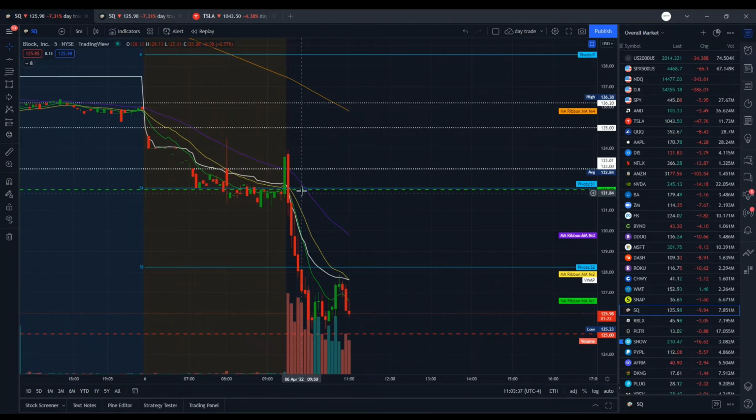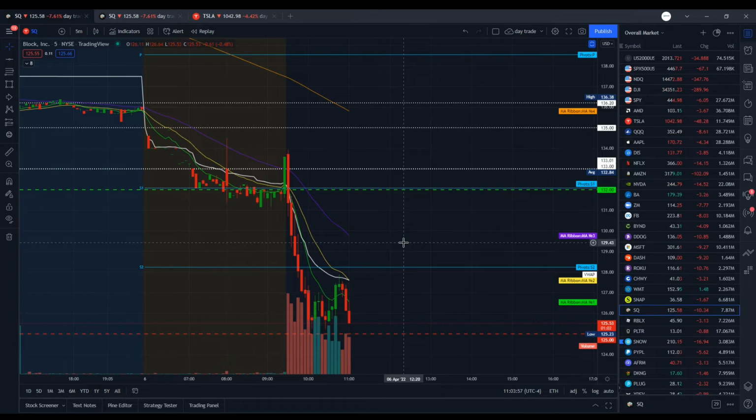So the stock opened. What did we open at? Did we open at 133? No, we opened at 133.73, this red candle. Right away when we broke below this 50-day and the 132 level, I knew the stock was coming down massively hard.